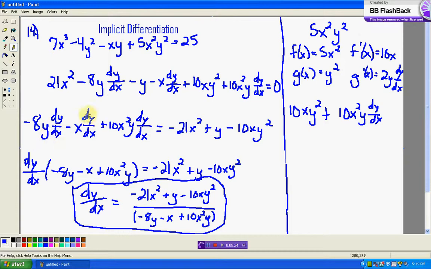Bring all of your dy dx's on one side of the equal sign, everything else on the other side of the equal sign. Factor out your dy dx. You're going to get a term. Divide everything by that term, and booyah. Boom. That's it.